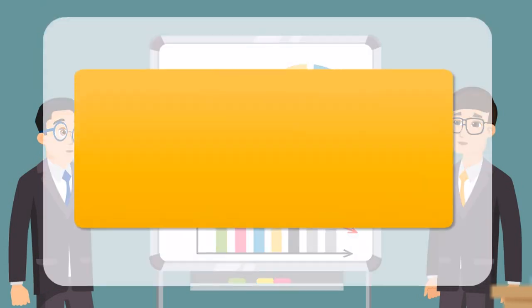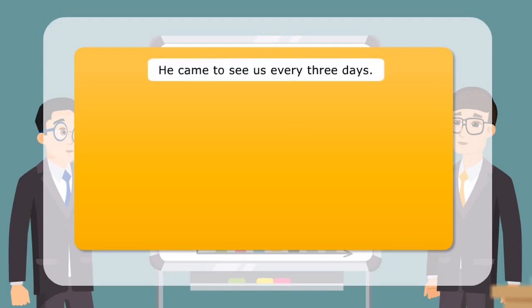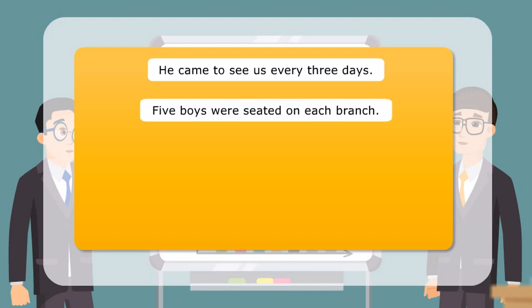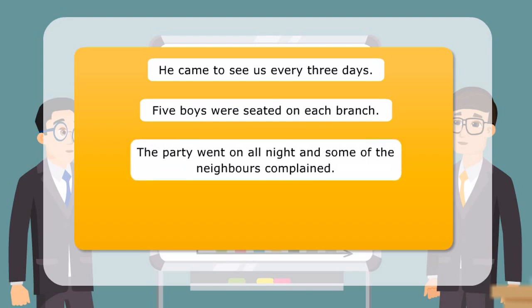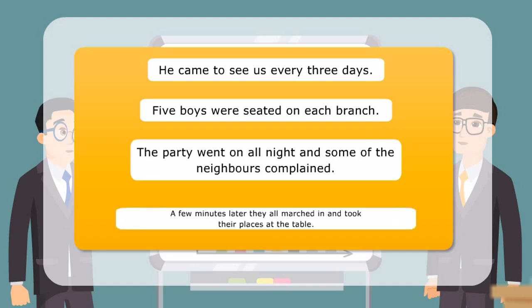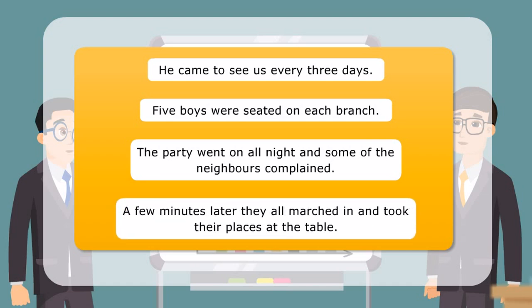Here are some more examples. He came to see us every 3 days. 5 boys were seated on each branch. The party went on all night and some of the neighbors complained. A few minutes later, they all marched in and took their places at the table.